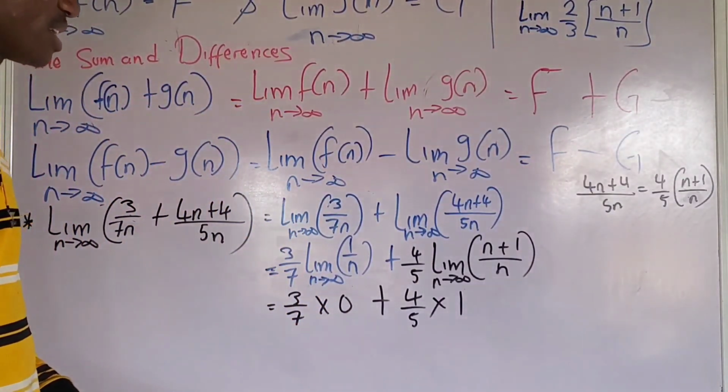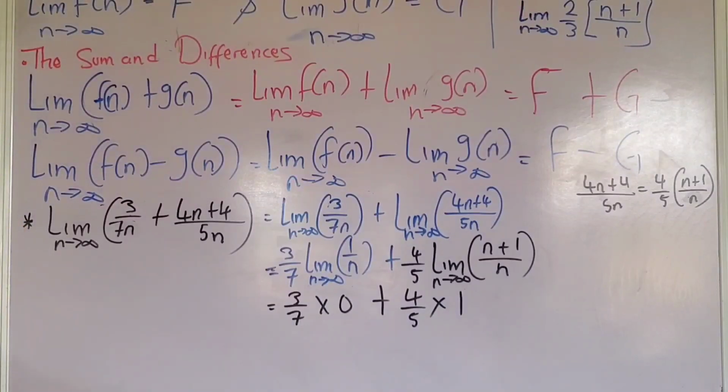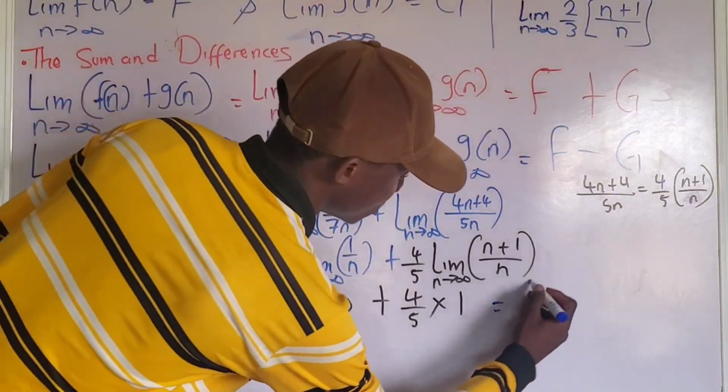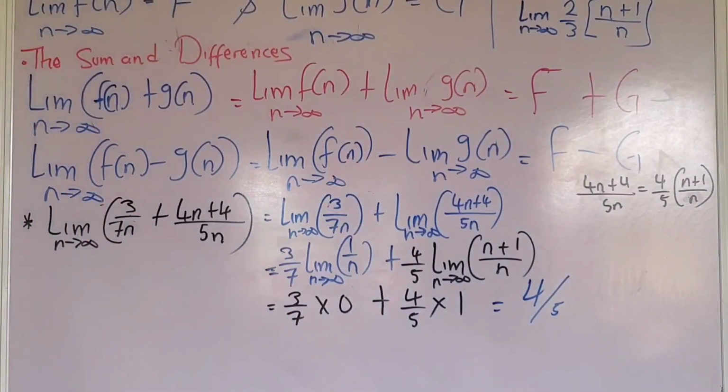So the final answer to this question is what? That will be 4 over 5. Okay, the limit of the function is 4 over 5. If you get it correctly, kudos to you. So that is the application of the sum. You understand? Now there are many other rules that we're going to talk about.